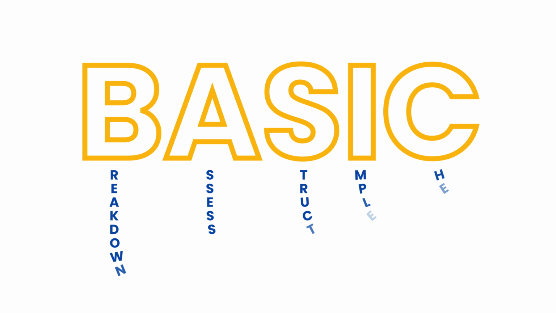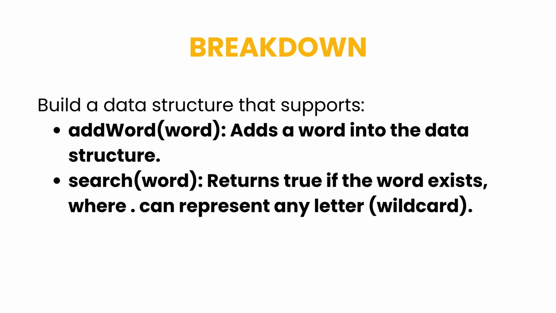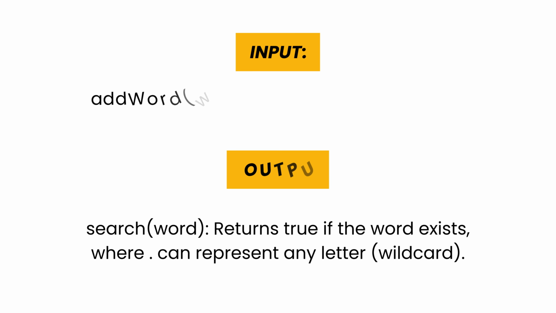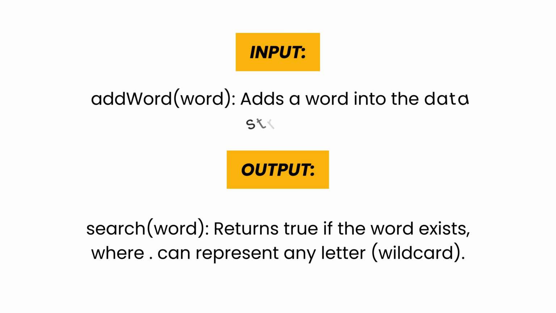Let's break down Design, Add, and Search Words Data Structure using the basic approach, step by step, to cover all the nuances of both trie operations and pattern matching. Build a data structure that supports addWord, which adds a word into the data structure, and search(word), which returns true if the word exists. Where '.' can represent any letter. Wildcard input/output: supports any lowercase word. Search may include '.' as a wildcard, and needs to handle both standard word lookups and pattern matches efficiently.